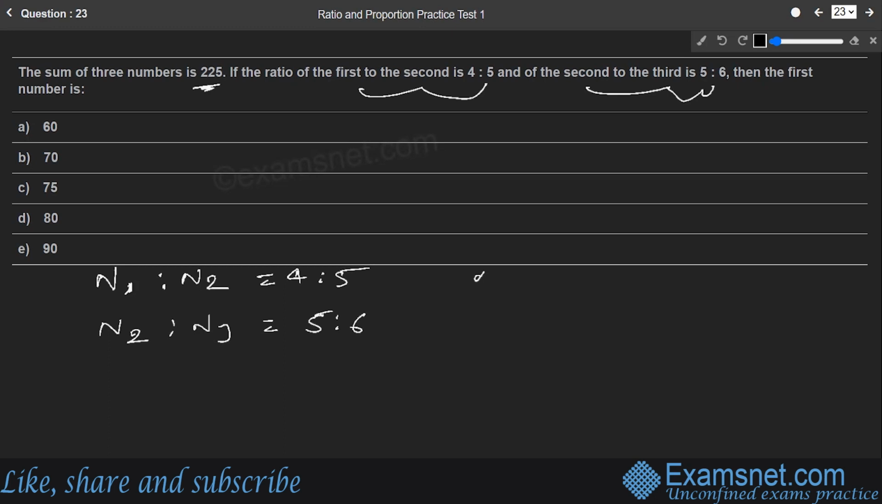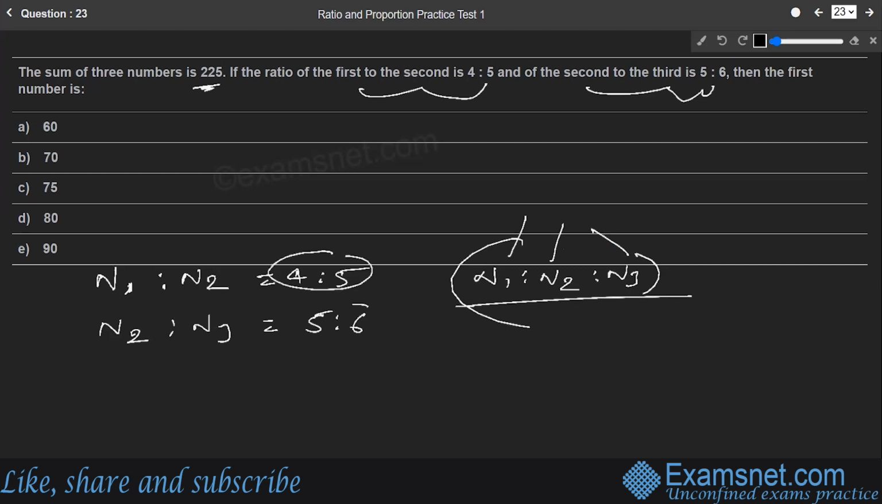To find out first number or any number, we are supposed to know first what is the actual connection between all those three together. That means we need to know n1 is to n2 is to n3. For that, I need to convert this 4 is to 5 and 5 is to 6 into a single ratio of three terms. For that, what do I do? I don't need to do anything here because the common term n2 has got the same number 5.